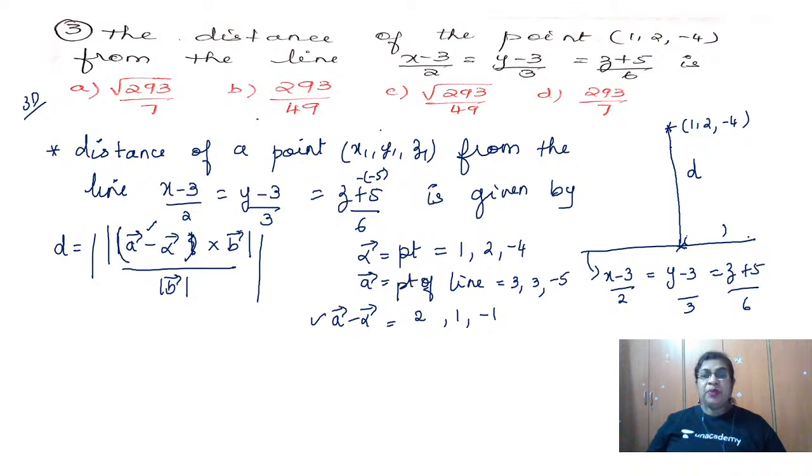B vector is nothing but the parallel vector. So who is the parallel vector from the line equation? What is the b vector? It is 2, 3 and 6. I will give you a shortcut for how to find the cross product. Within seconds you can find the cross product.